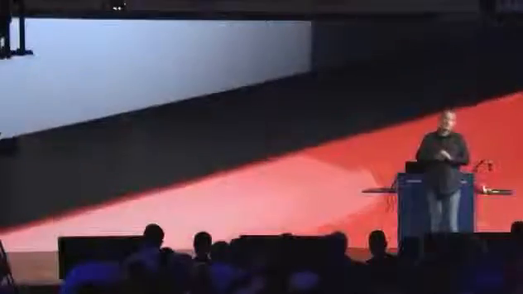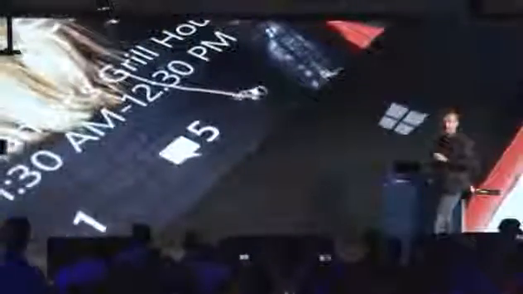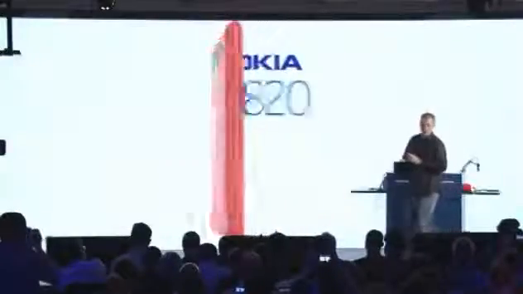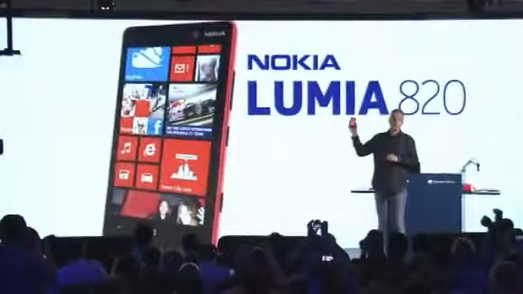But our obsession to deliver those innovations had another outcome. Because as great as the Nokia Lumia 920 is, we know not everyone wants or needs that level of functionality. But that doesn't mean they want to compromise. So we challenged ourselves to deliver some of the best of what you've seen today in a more versatile package. This is the Nokia Lumia 820.